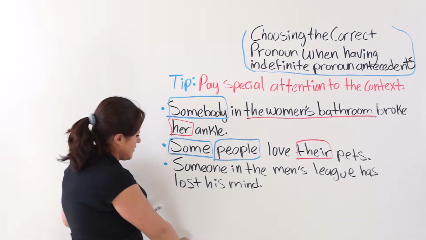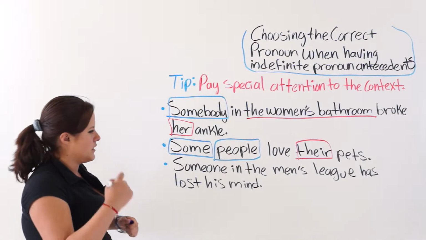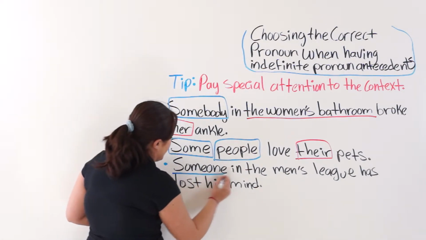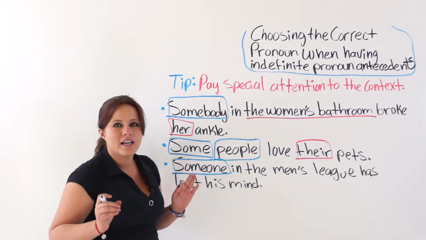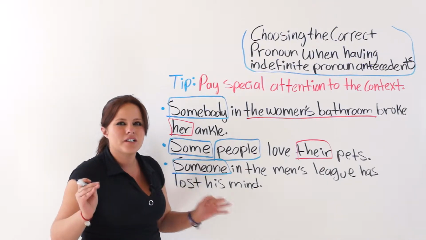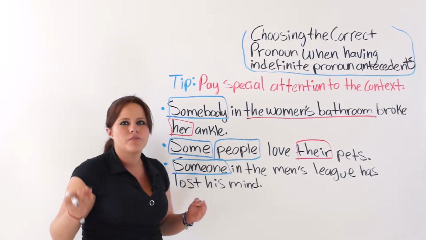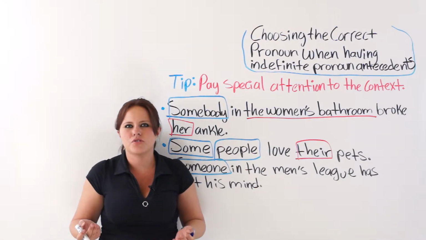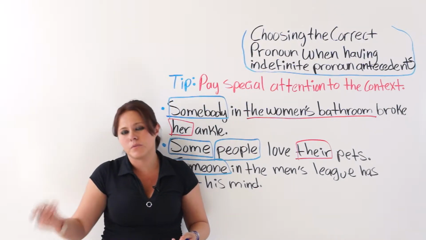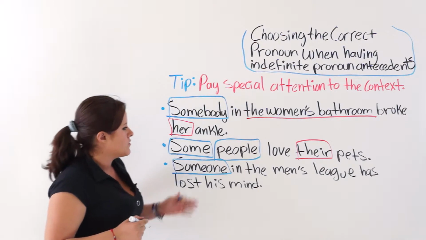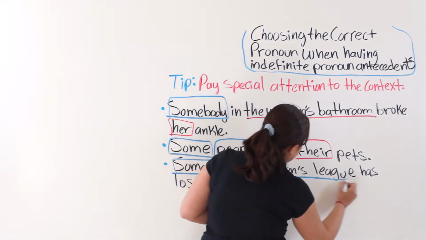The last one says, someone in the men's league has lost his mind. Someone is our indefinite pronoun here. So we have to look at the context to decide which pronoun we are going to use, if it is a feminine gender, a masculine gender, or a neutral gender, or a singular or plural pronoun. So someone in the men's league, we have men's league here.